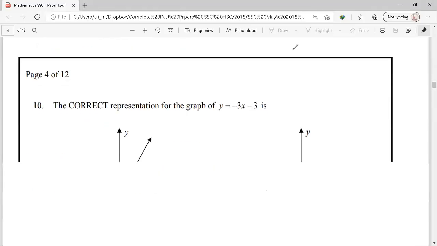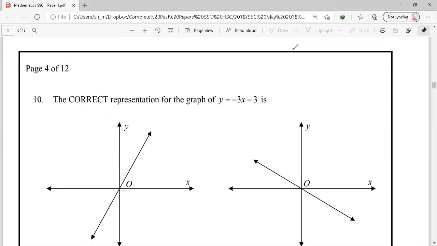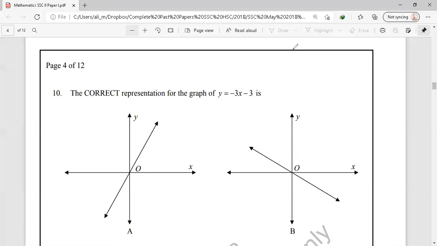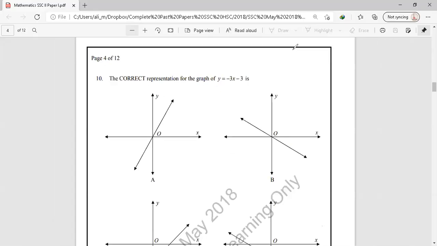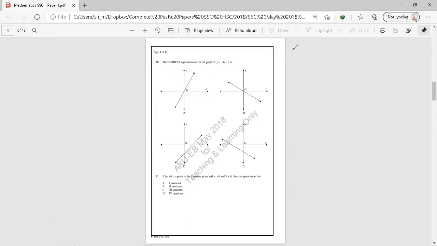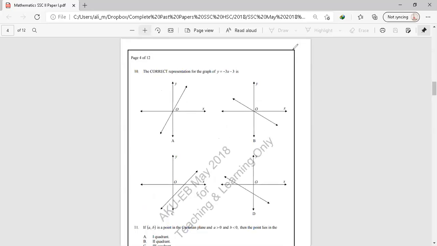Let's see question number 10. And in question number 10, we have a graph of linear equations, and we need the correct representation of y equals minus 3x minus 3. So let's see which graph is correct in this question. The equation we have is y equals to minus 3x minus 3.